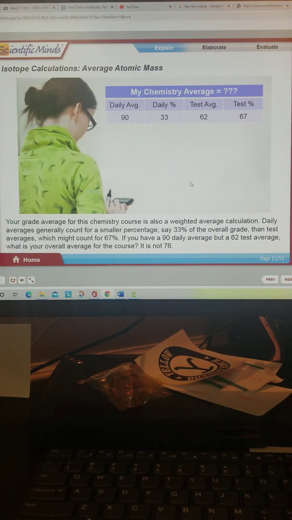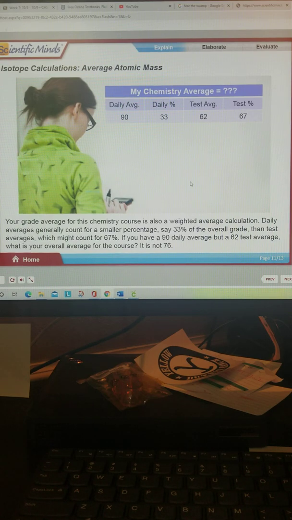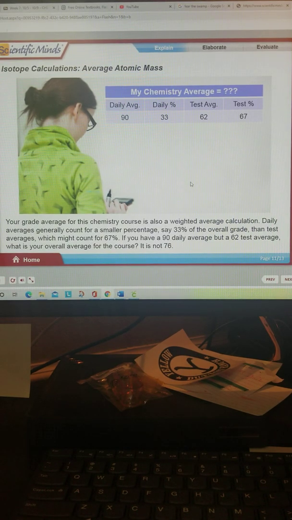Your grade average for this chemistry course is also a weighted average calculation. Daily averages generally count for a smaller percentage, say 33% of the overall grade, than test averages, which might count for 67%. If you have a 90 daily average, but a 62 test average, what is your overall average for the course? It is not 76.